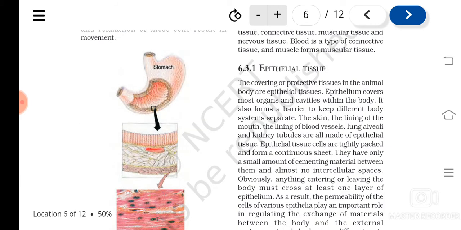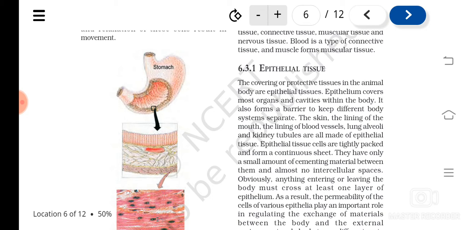What is the specialty of epithelial tissues? Where can you find them? They are found on the outer covering of the body, and also in the cavities. The various cavities are covered by epithelial cells. So the covering or protective tissues in animals are epithelial tissues. I told you it covers most of the organs, then cavities, and also our body. It forms a barrier to keep different body systems separate.